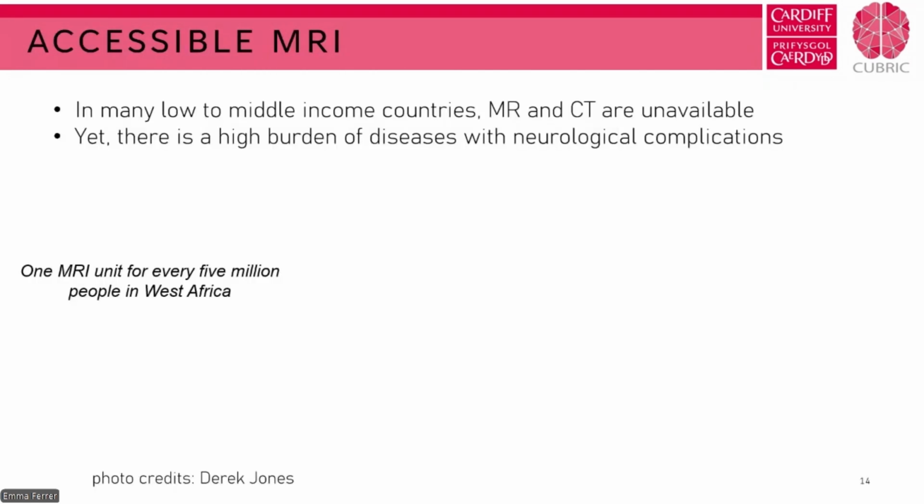So moving on to accessible MRI, here the need is quite different. The motivation is that in many low to middle income countries, both MRI and CT are unavailable, and yet there is a high burden of disease with neurological complications. So there are places in West Africa where there is, at best, 1 MRI unit for every 5 million people. That's quite different to what we're used to in the Western world.